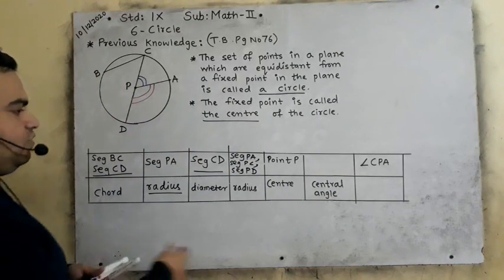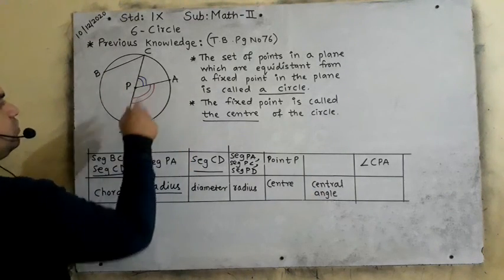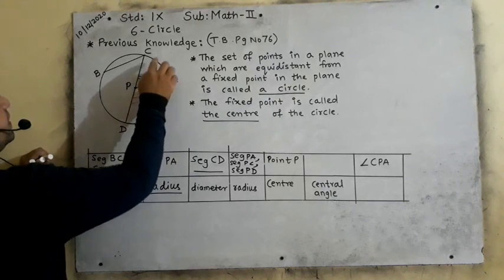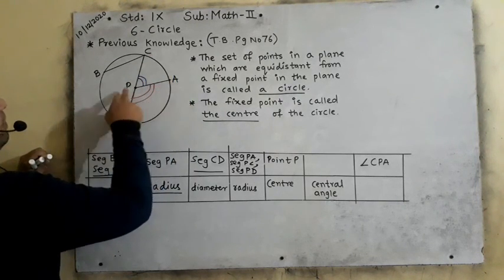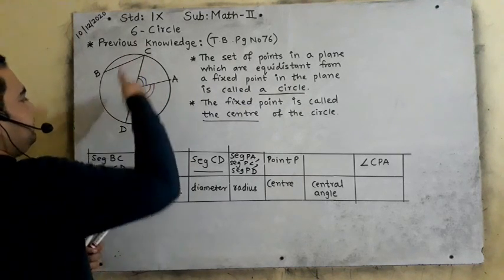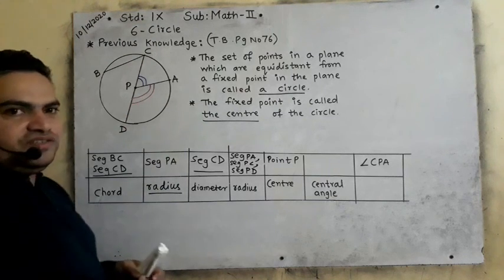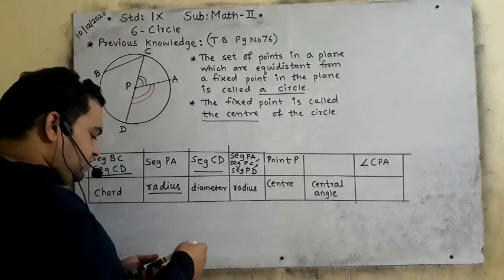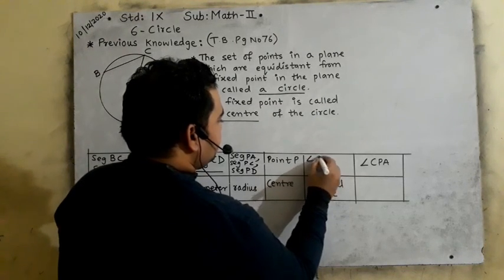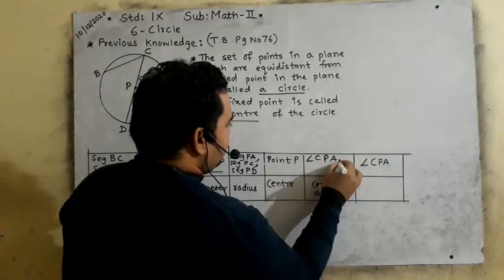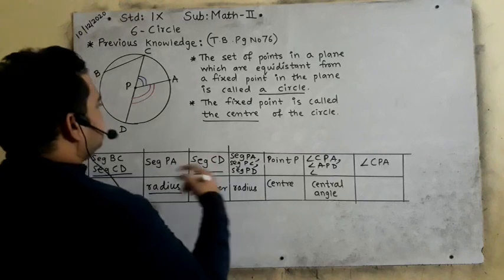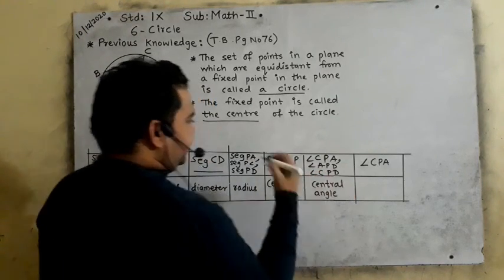So here we will write what our central angles are. There are 2 or 3 central angles, but if you understand 2, you can mention the 2. That is angle CPA and angle APD, and angle CPD, also DPC. It is also a straight angle, and that is also called a central angle. So you will write angle CPA, angle APD, angle CPD, straight angle.